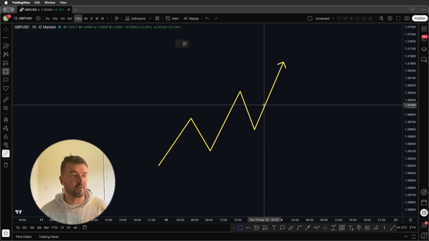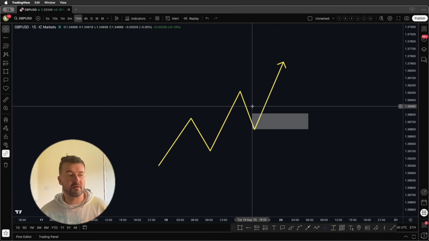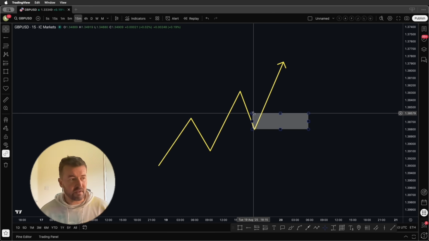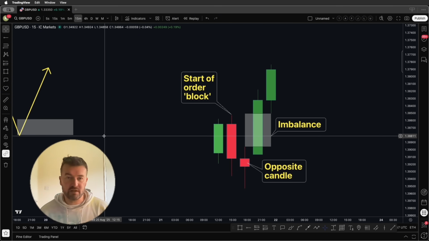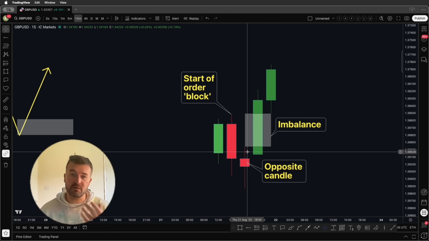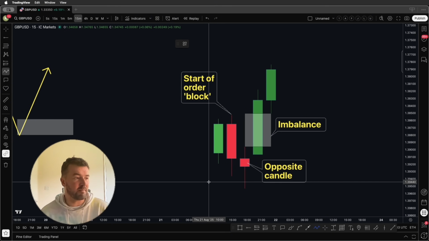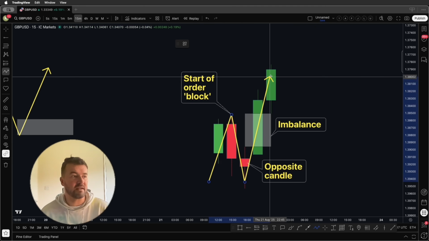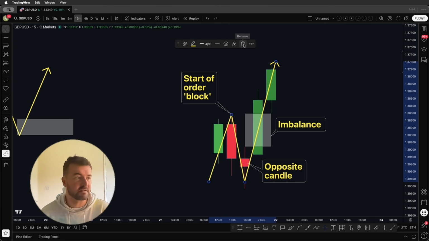What we're looking for is the move down, which looks as though price is tempting people into the wrong direction. So this is where the trapped orders will be. When you look at the chart and find something like this, we've got the impulse up, we've got the pullback, and then we've got the pull away again. So we've got the continuation.